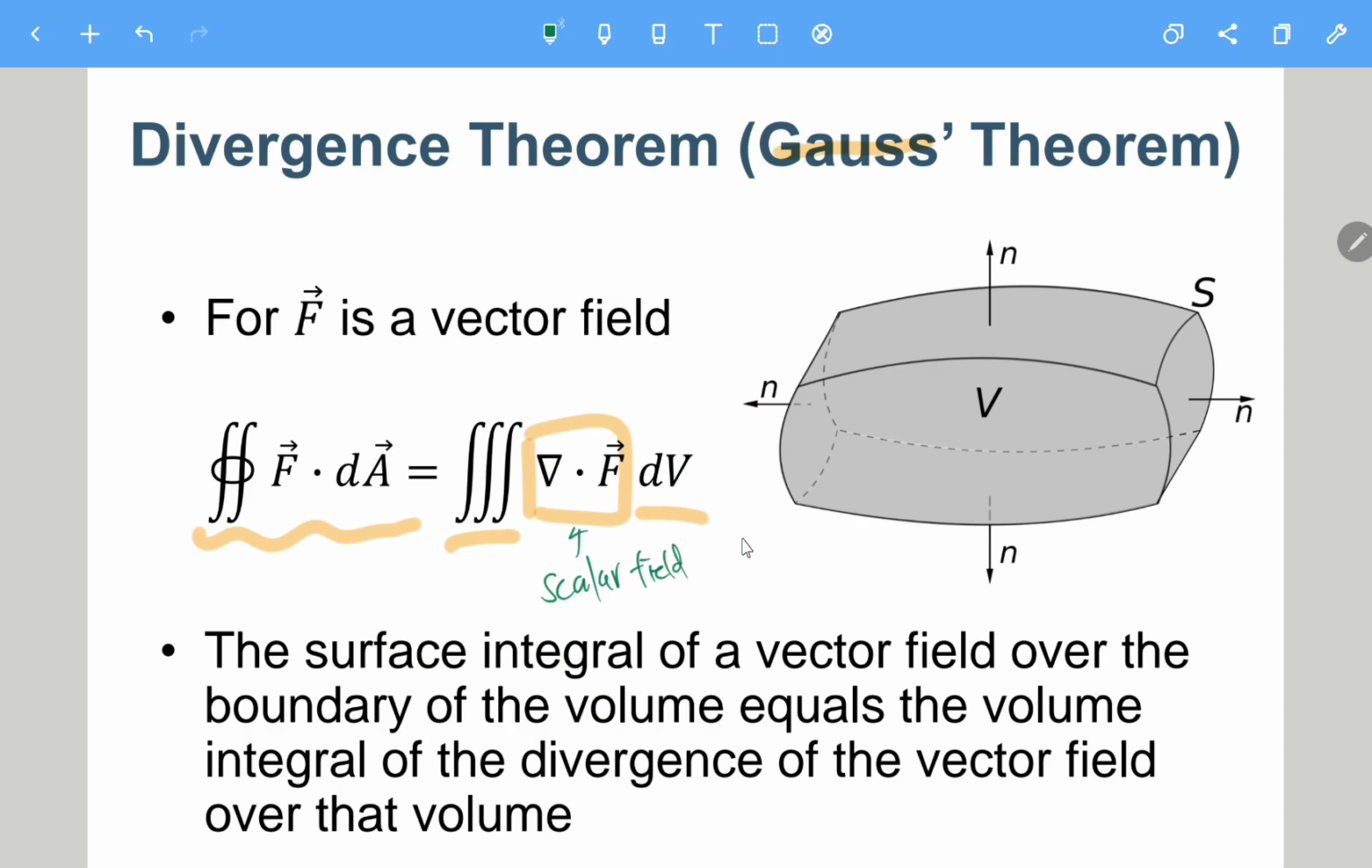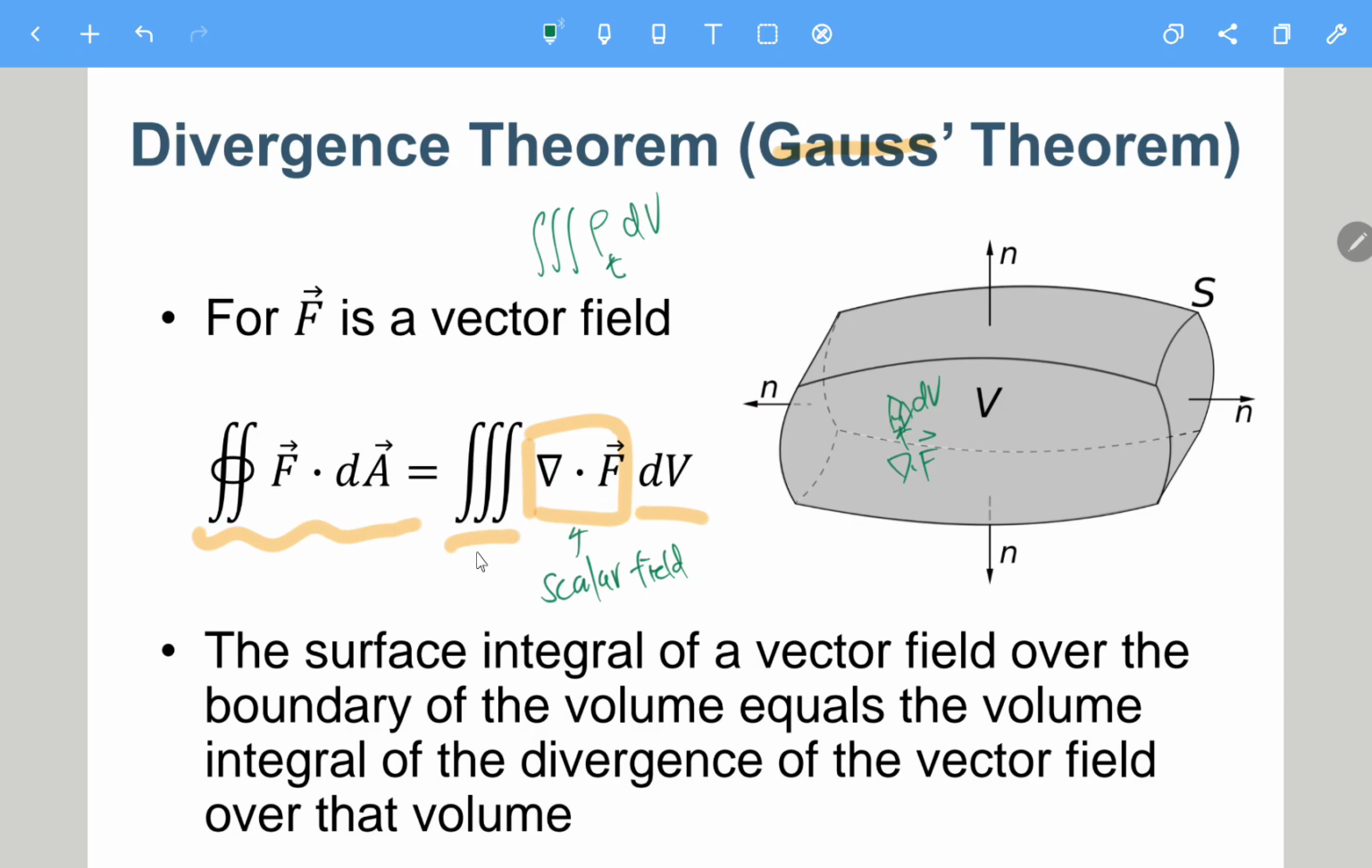So we try to integrate the scalar field over the volume. It's just like integrating the density over the volume. This is also a scalar field, which means we consider a small dV, and for every part we calculate the divergence of F, the divergence of F for every single volume, and then we add them together. So it turns out to be a triple integral.